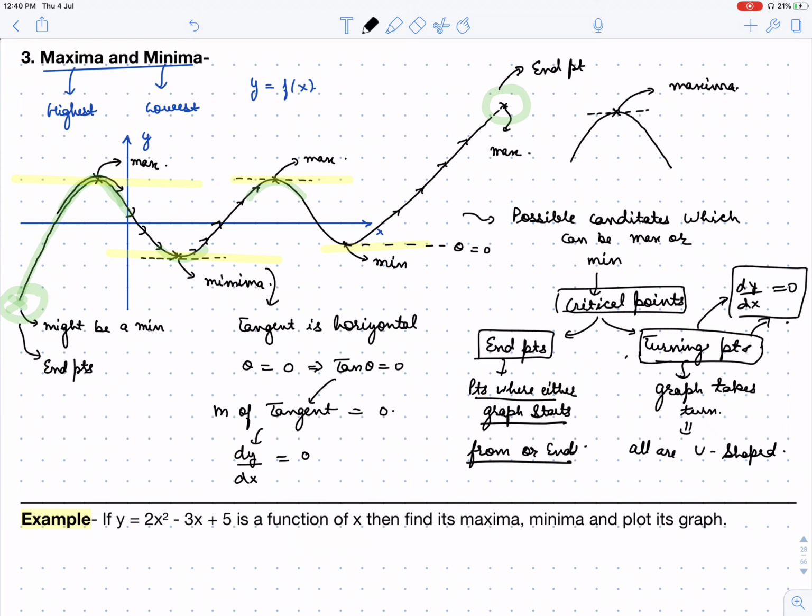Now, once we have the critical points, let's say we have these critical points x1, x2, x3 over here till xn. From there, we calculate y1, y2, y3, and so on up till yn. That is the value of y at all these points. Clearly, the highest is going to be maxima and the lowest is going to be minima.